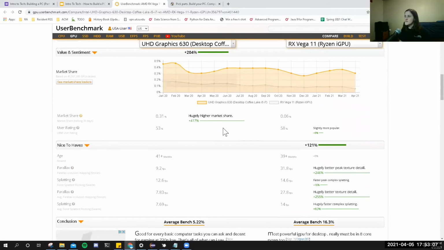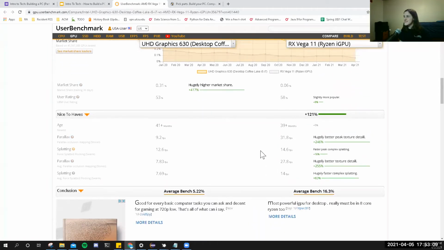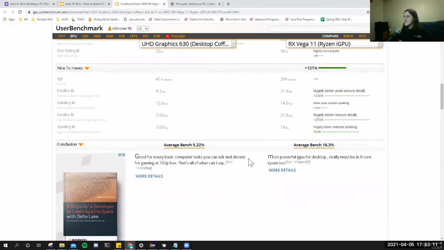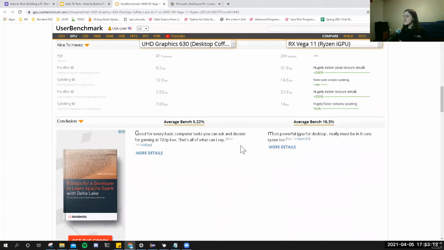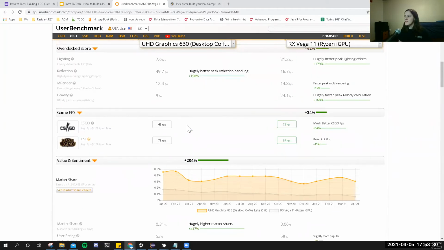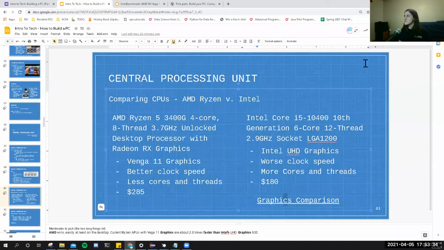And then they have some other things like market share, which we're not really going to care about as much. But the gist between these two, somebody wrote that this is the most powerful iGPU for desktop. Again, this is a site that's third party, but also Intel, it's good to give them some credit here, because it's decent gaming, right? We're getting 50 frames per second and 80 frames per second. So that's not too terrible at all.